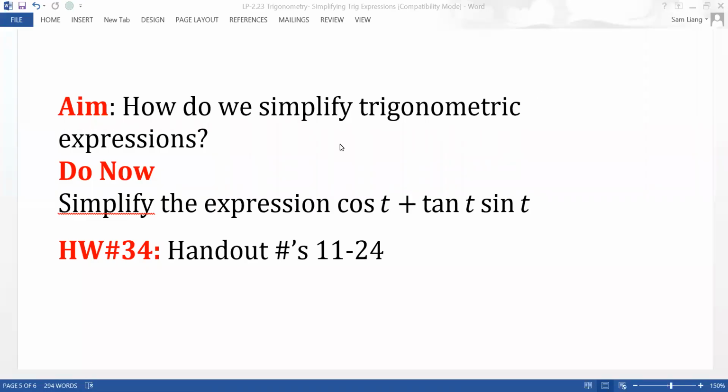All right, so our aim for today is how do we simplify trigonometric expressions. And the do now is to simplify the expression cosine t plus tan t sine t. Essentially all you want to do is substitute one of the expressions. I'll give you a hint, it's tangent t. So tangent can be written as sine over cosine, and then from there, see what you can do with that.